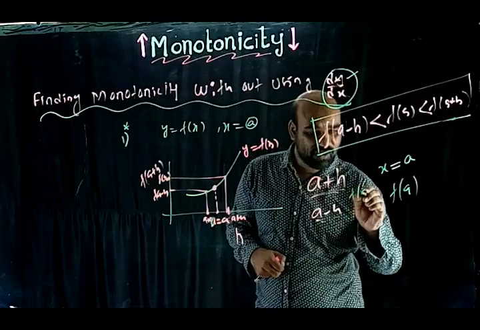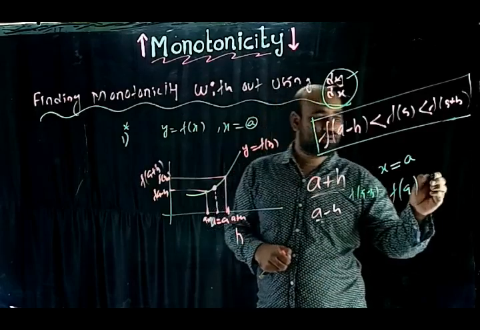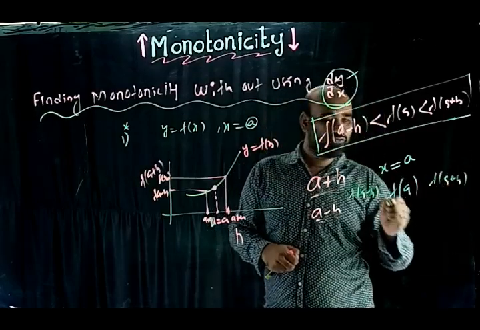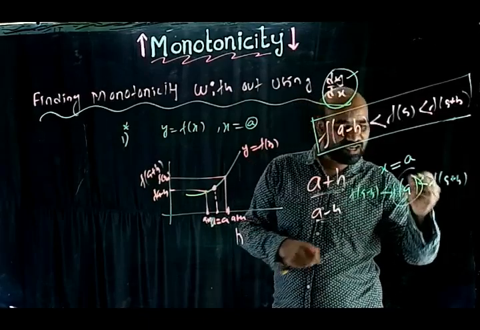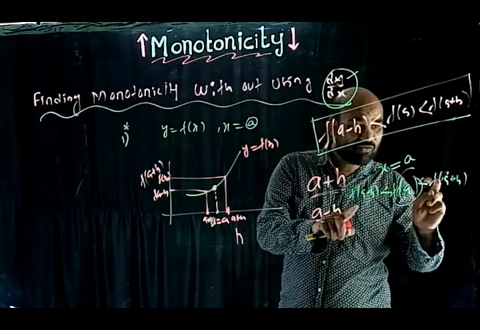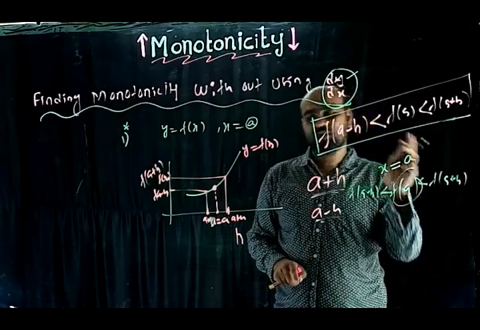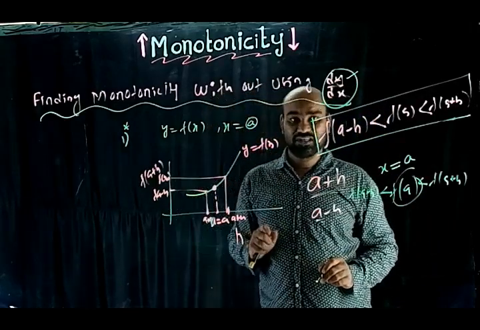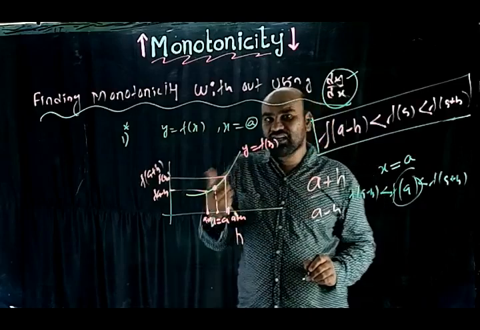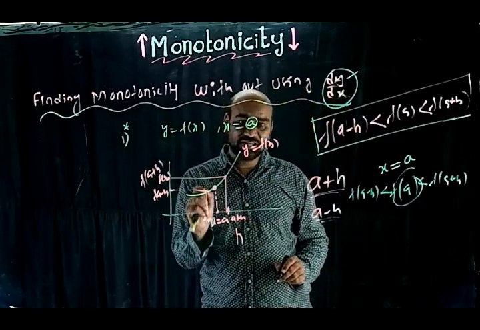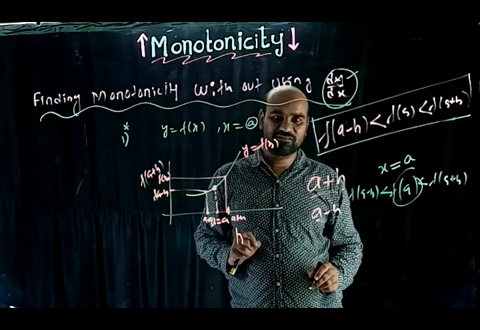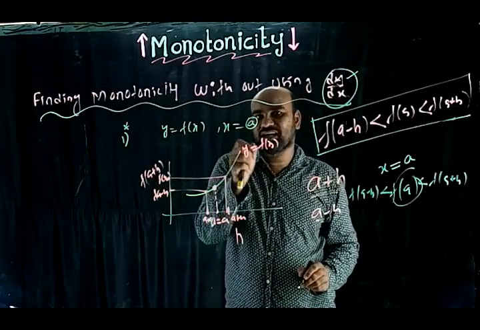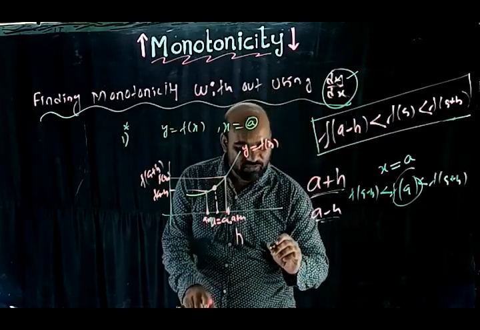Next, we want to find f of a minus h. Next, we want to find f of a plus h. If you get this relation, f of a greater than f of a minus h, and f of a plus h greater than f of a, then we conclude that at that particular point the function is increasing. Strictly increasing. Okay, increasing is different from strictly increasing. Increasing, monotonic increase. Okay, for example, the function is given like this.